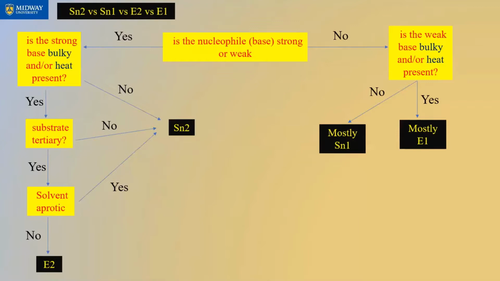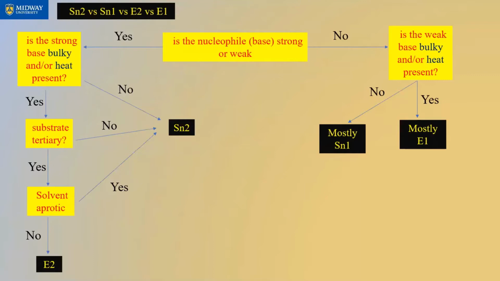If the answer is no, again you will have an SN2. If the substrate is tertiary, yes, and then is the solvent aprotic? Well, if it is yes, then it's SN2. If it's no, then E2. So if it's a yes, yes, and a no, then it's E2. If it fails even one condition, it's automatically SN2. Think of it that way.